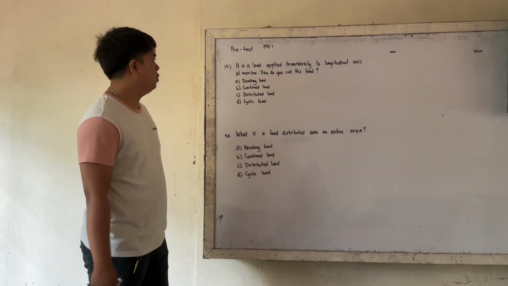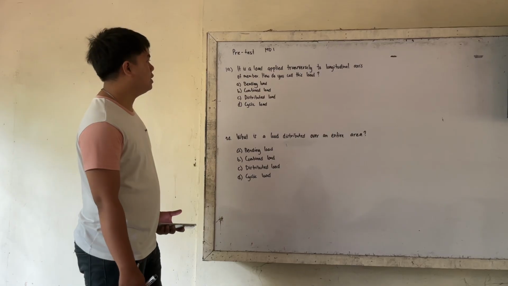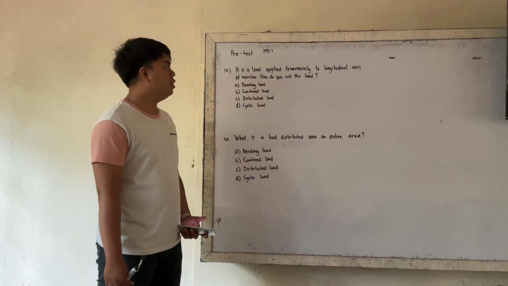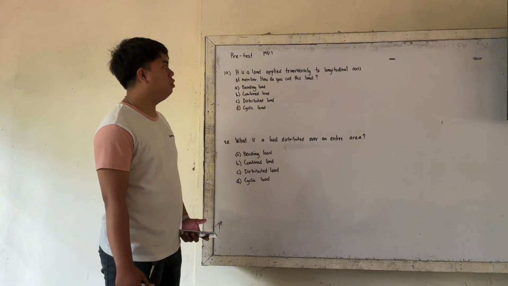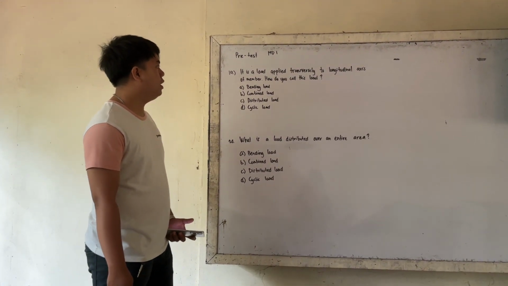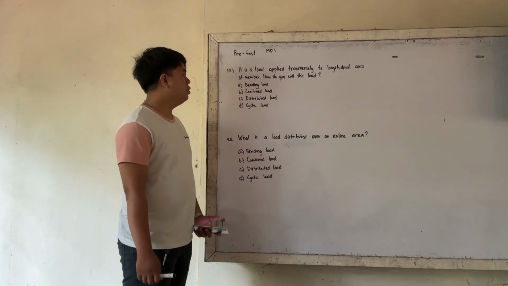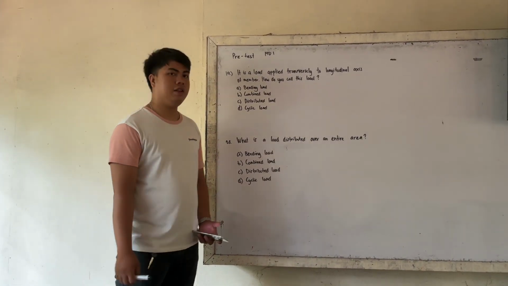Problem number 19. It is a load applied transversely to longitudinal axis of member. How do you call this load? Again, it is a load applied transversely to longitudinal axis of member. How do you call this load? A. Bending load. B. Combined load. C. Distributed load. And D. Cyclic load.